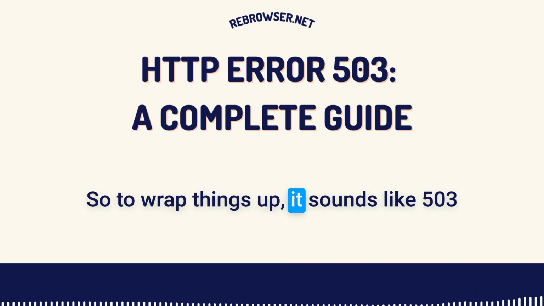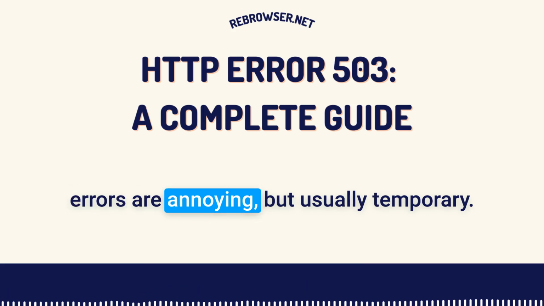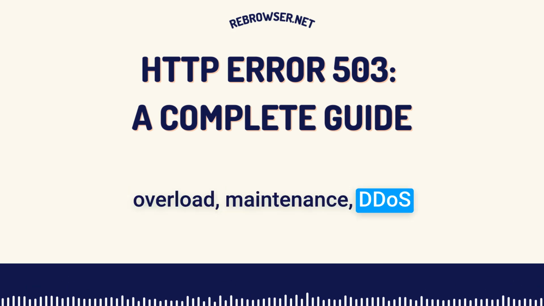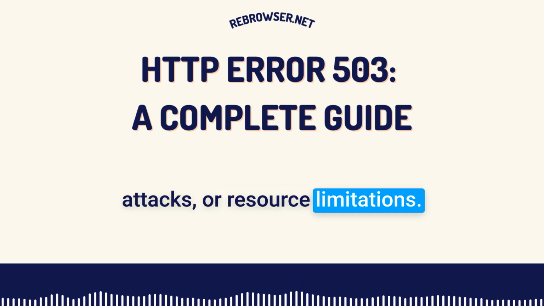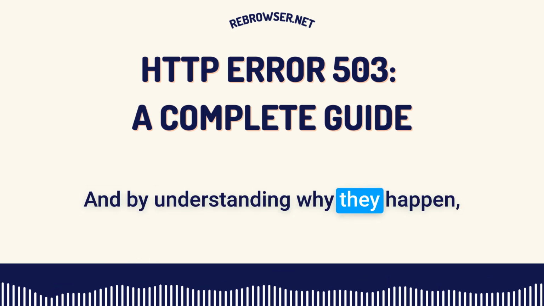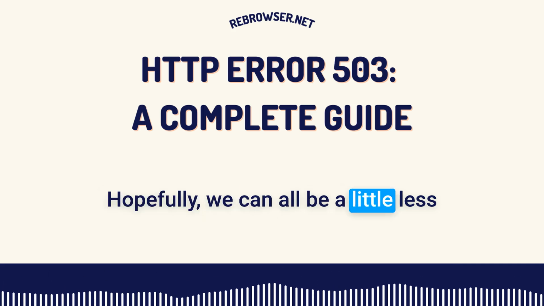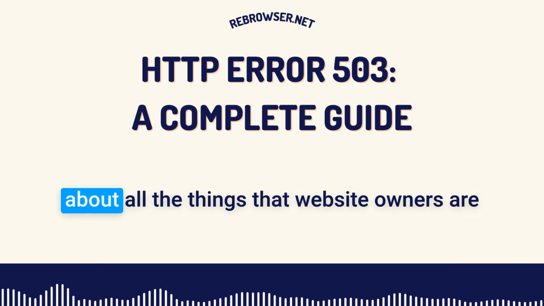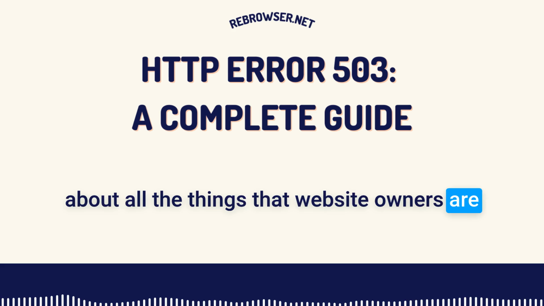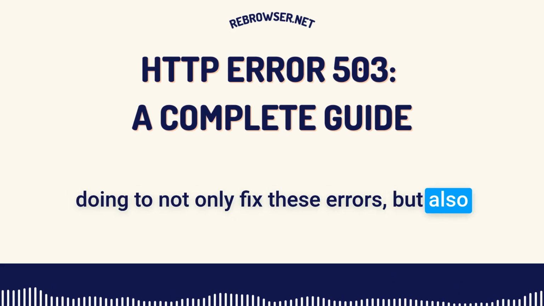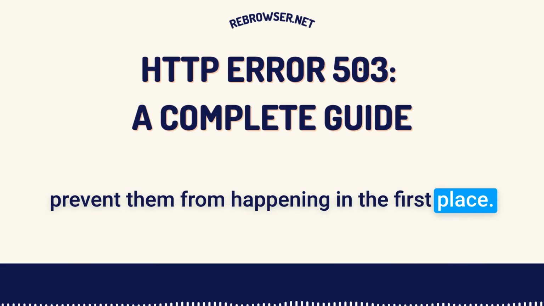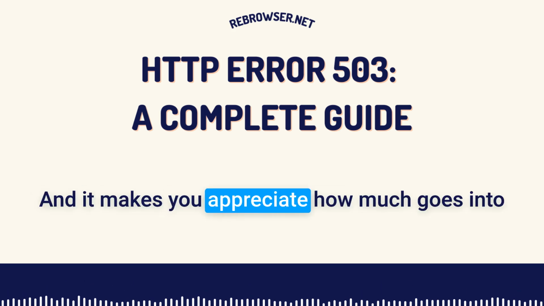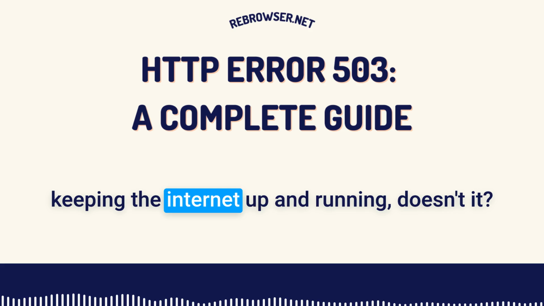So to wrap things up, it sounds like 503 errors are annoying, but usually temporary. They're most often caused by overload, maintenance, DDoS attacks, or resource limitations. Exactly. And by understanding why they happen, hopefully we can all be a little less frustrated when we encounter them. Totally. And it's also been really interesting to learn about all the things that website owners are doing to not only fix these errors, but also prevent them from happening in the first place. Yeah, they're doing a lot of work behind the scenes to keep things running smoothly for us. They really are. And it makes you appreciate how much goes into keeping the internet up and running, doesn't it?